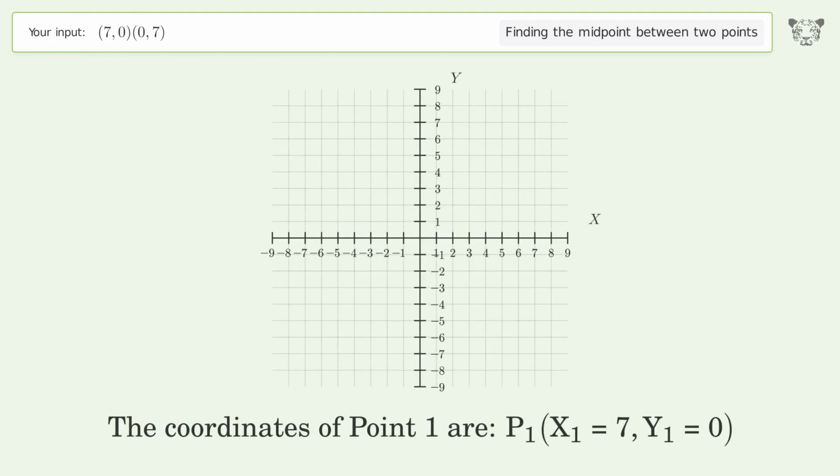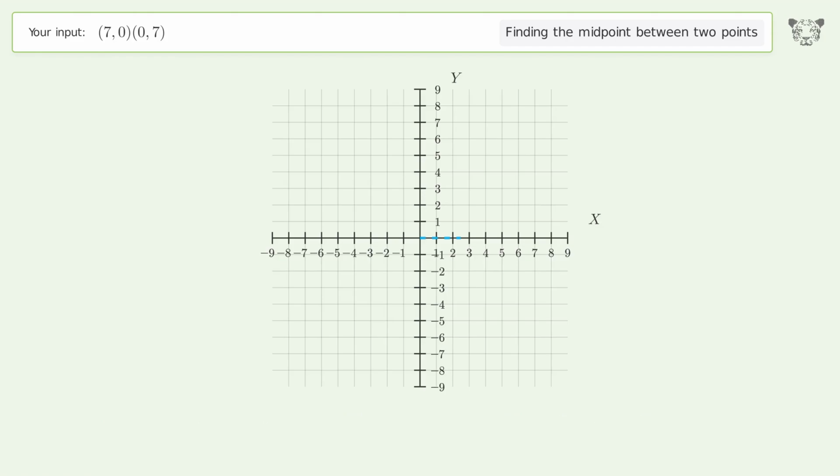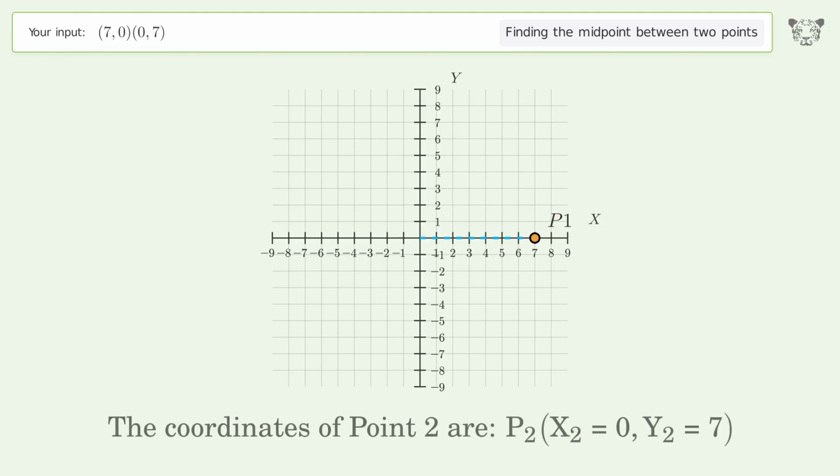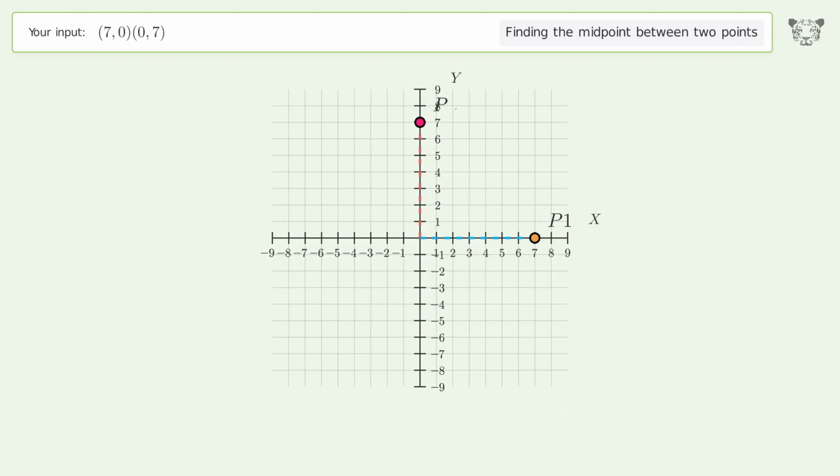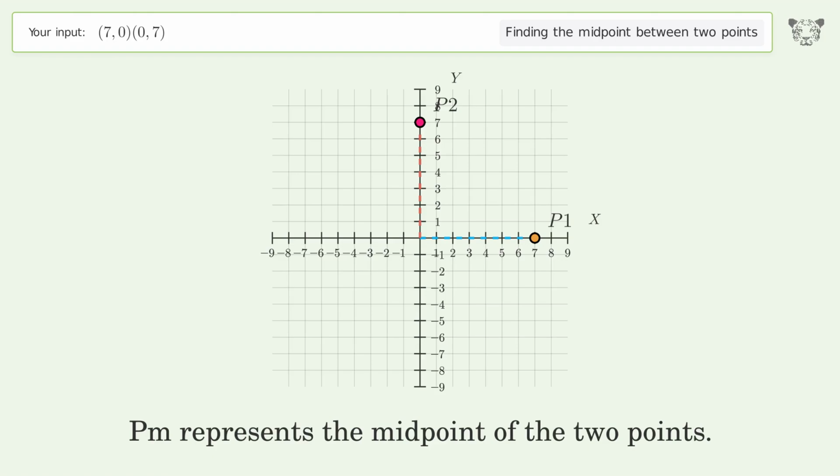The coordinates of point 1 are x1 equals 7, y1 equals 0. The coordinates of point 2 are x2 equals 0, y2 equals 7. PM represents the midpoint of the 2 points.